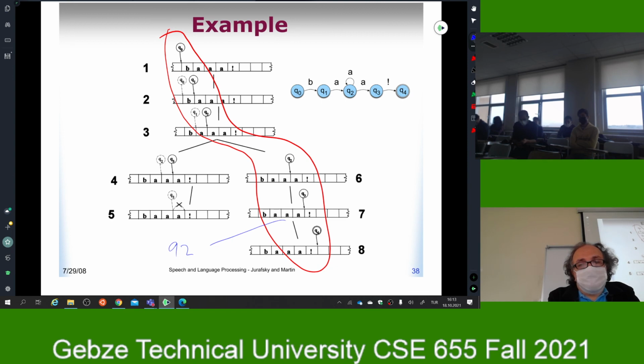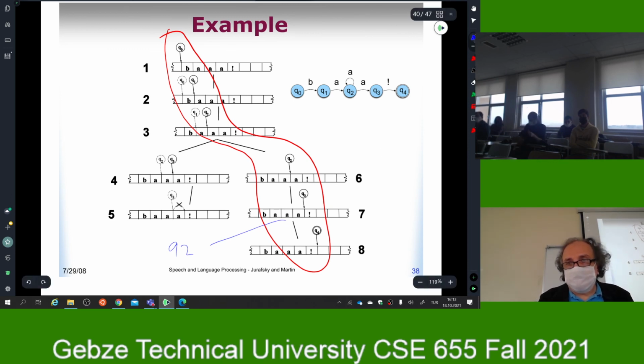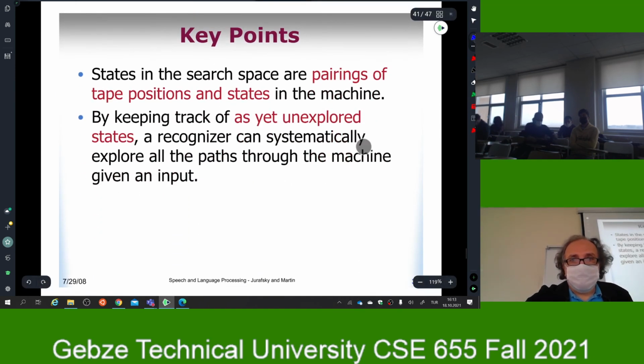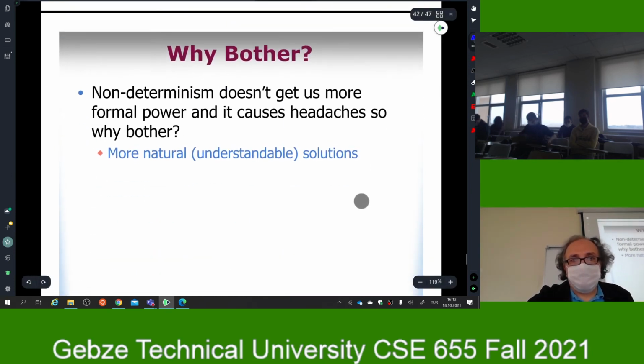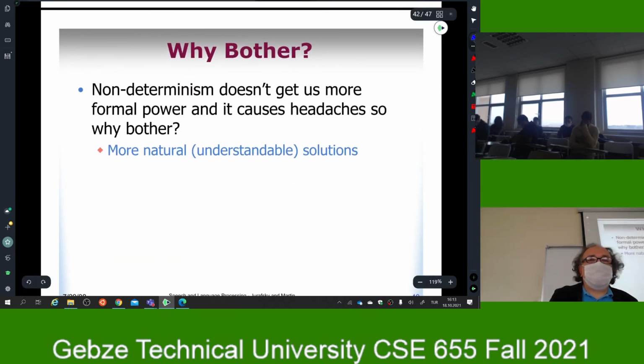non-deterministic finite state automata are better for humans to write stuff. And we are going to see why at the end of this chapter in a few slides. Key points: why bother? Non-determinism doesn't give us more formal power, but it causes headaches. So why bother? Because it gives more natural, understandable solutions for humans.